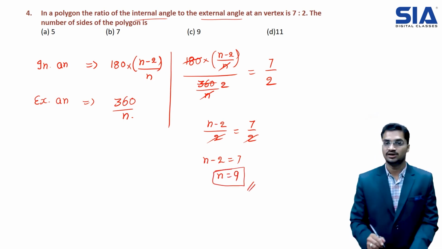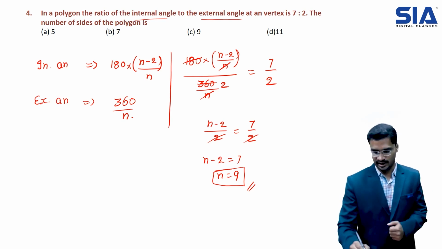So our answer is the number of sides of the polygon, which is 9 sides, option C.